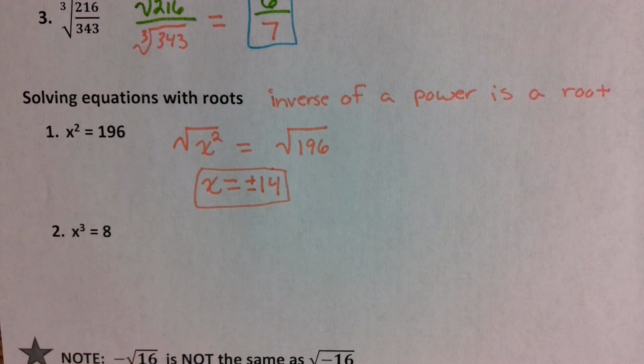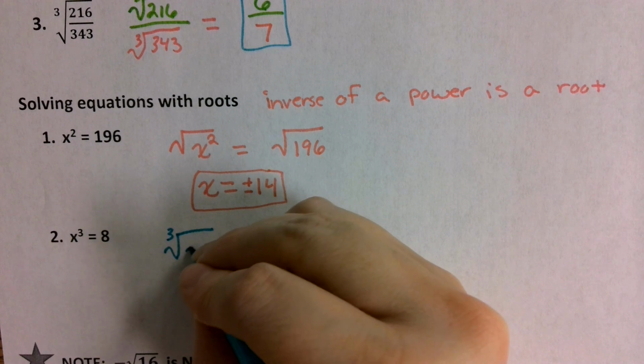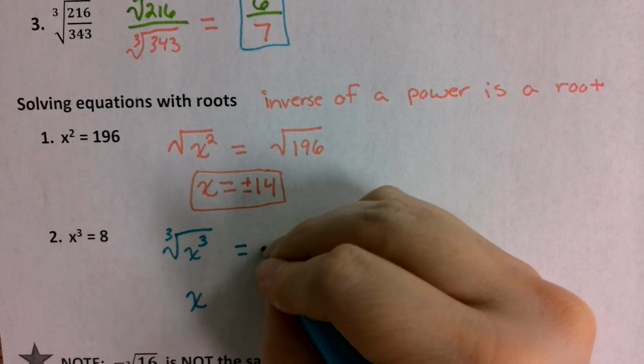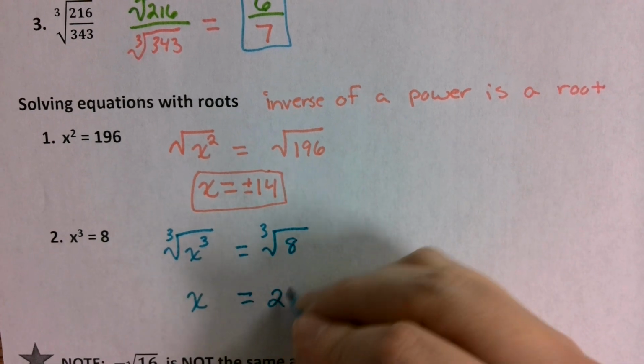Same thing for our cubed roots. You would just be taking the cubed root of x to the third power, which would give us x, and then you would have to take the cubed root of 8, which is going to come out to a positive 2.